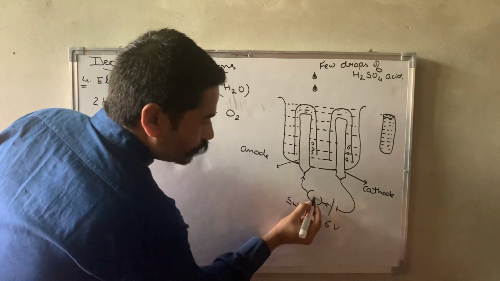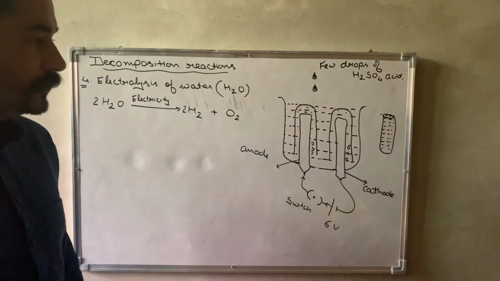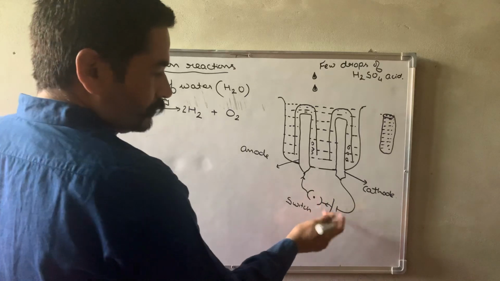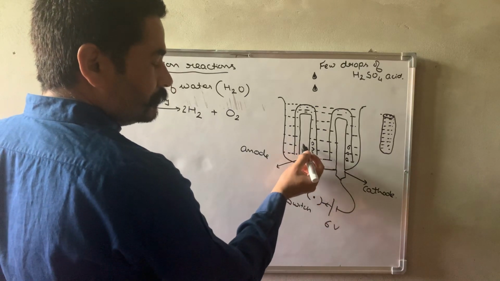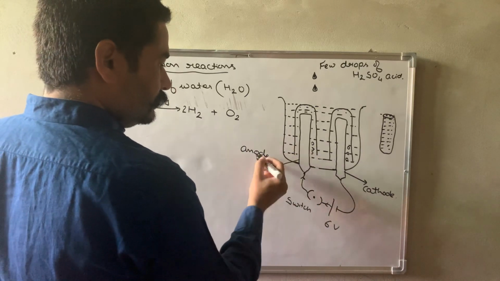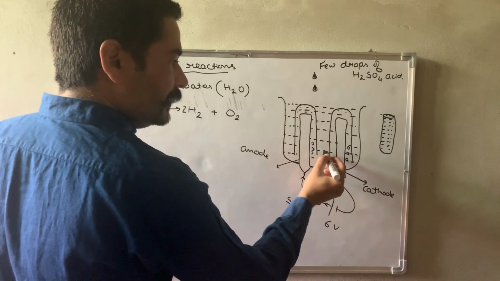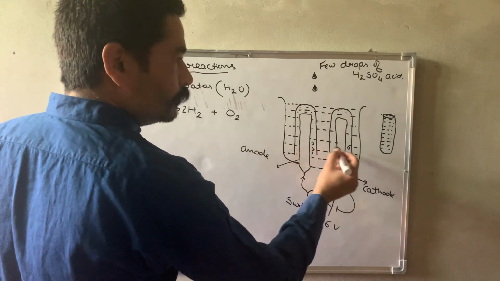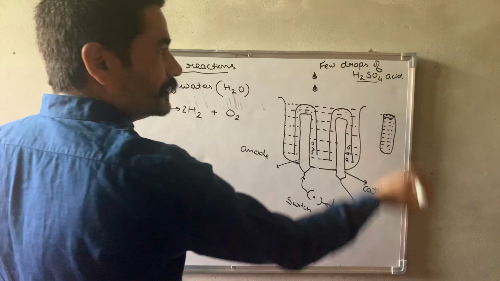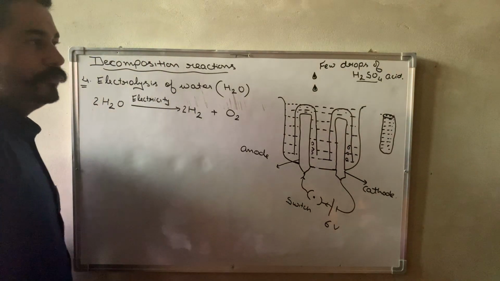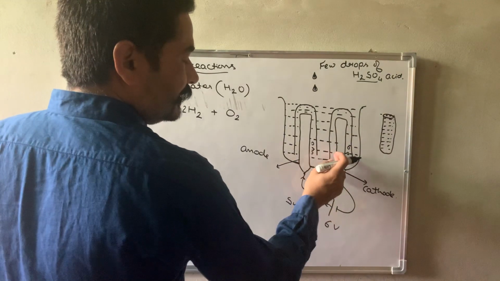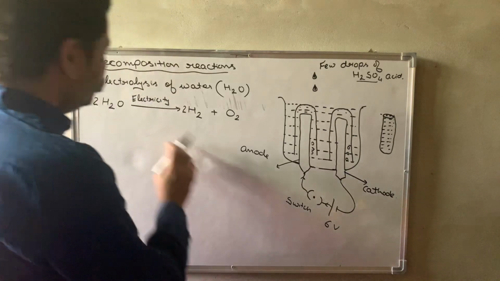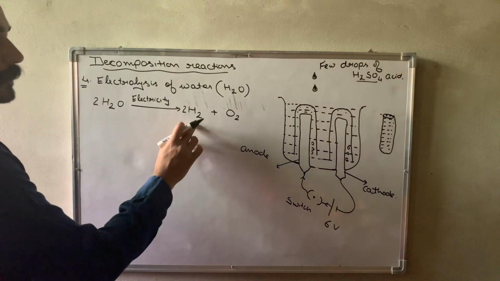Now I'll turn the switch on. So I'm turning the switch on. You will see that from here electric current will start flowing to the anode, then through the water it will move to the cathode, because now water is a good conductor of electricity because of sulfuric acid. And when electricity passes through the water, breakdown of the water will take place.